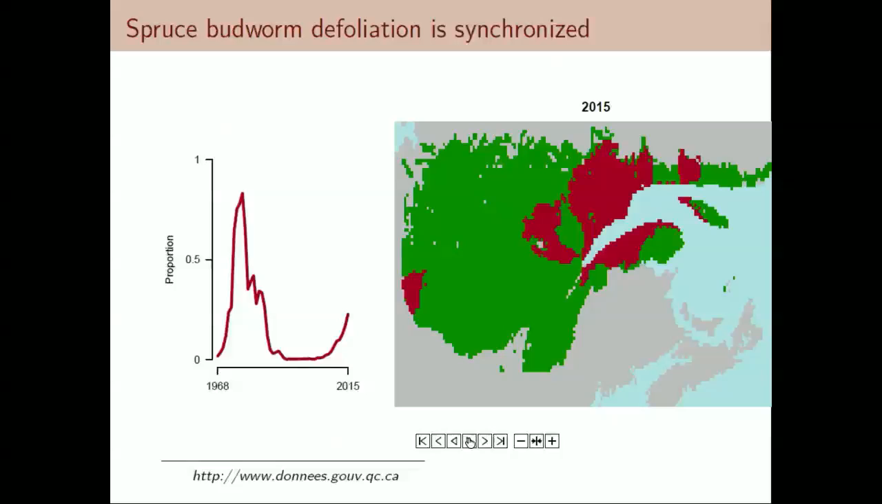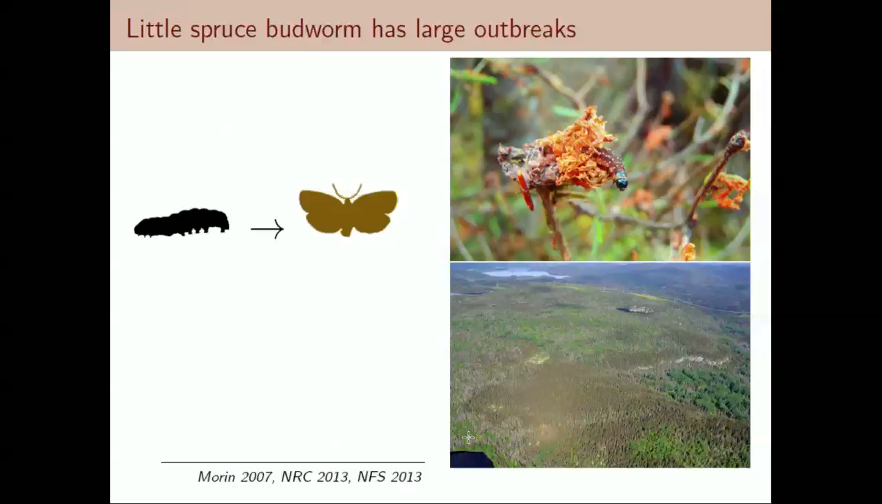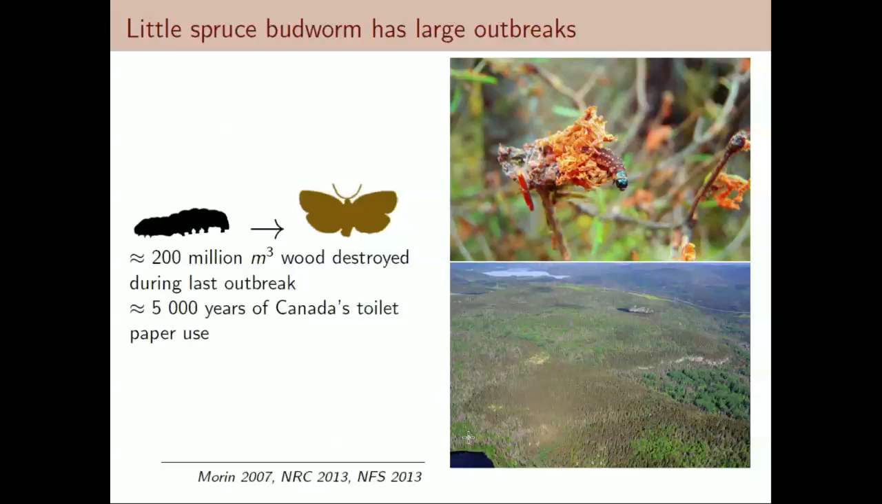And so this is what it looks like. The larva is what causes the herbivory, and then it turns into a moth, which can disperse very far, over 500 kilometers. And the last outbreak destroyed almost 200 million cubic meters of wood, which for the non-foresters is roughly 5,000 years of toilet paper use in Canada. So it has a big impact.